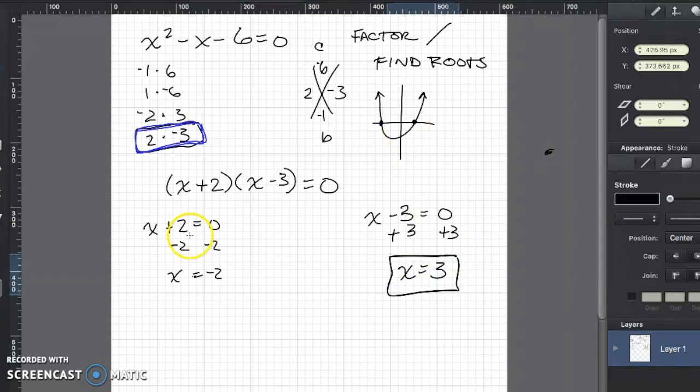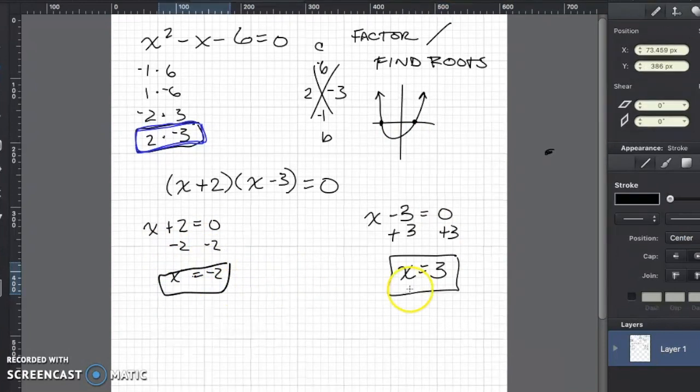Okay, I try to make my sketch accurate to these numbers. So those are going to be my two roots, okay? And that's going to be important for us for quadratics, all right?